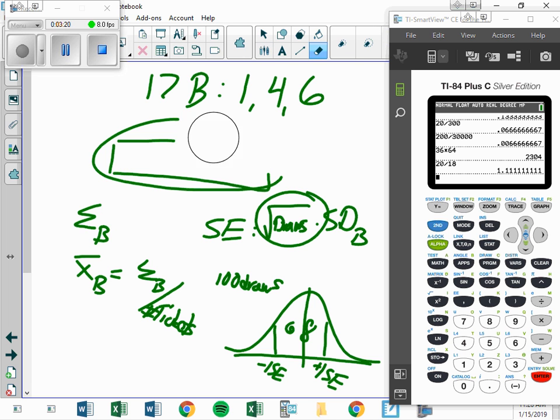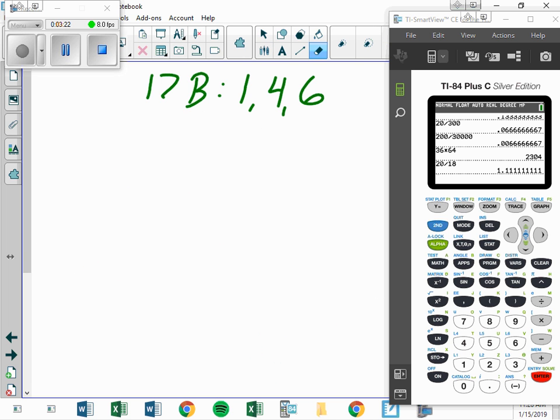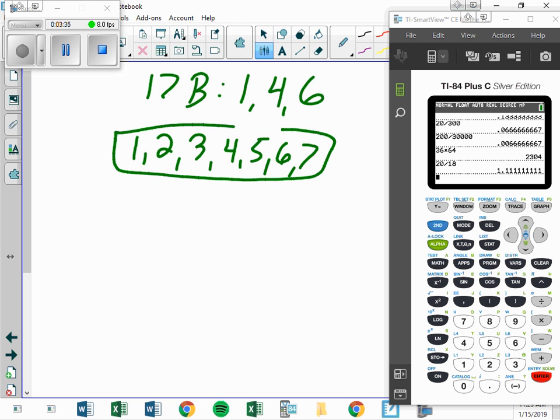Okay, number 1. 100 draws are going to be made at random with replacement from the box 1, 2, 3, 4, 5, 6, and 7. Okay, we're going to make 100 draws. Find the expected value and standard error for the sum. So what is the sum of the box?